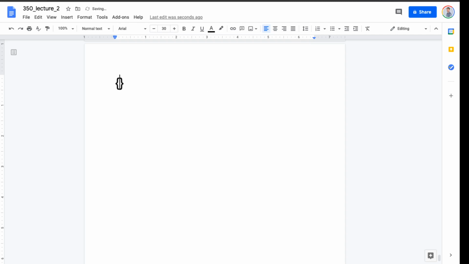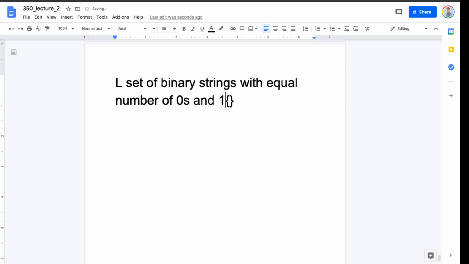We need to create a Turing machine which decides a language L, which is a set of binary strings with an equal number of zeros and ones. So, the set of all binary strings with an equal number of zeros and ones.